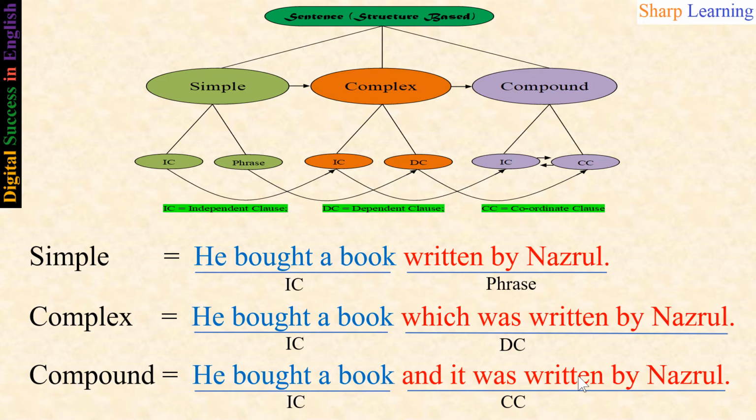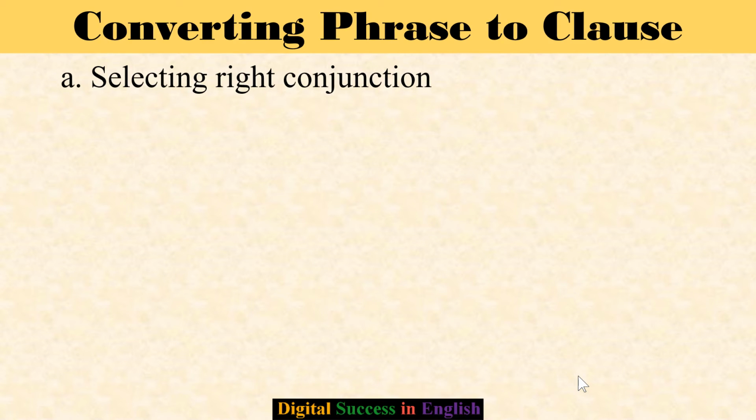Now it is a big question. How can we transfer a phrase into a DC or CC? That means, how can we transfer a phrase into a clause? It may be a dependent clause or a coordinate clause. No problem, we are going to discuss it in detail now. How can we convert a phrase to a clause? There are 4 steps. You have to be careful about that. If you can overcome these 4 steps, you can easily convert a phrase to a clause.